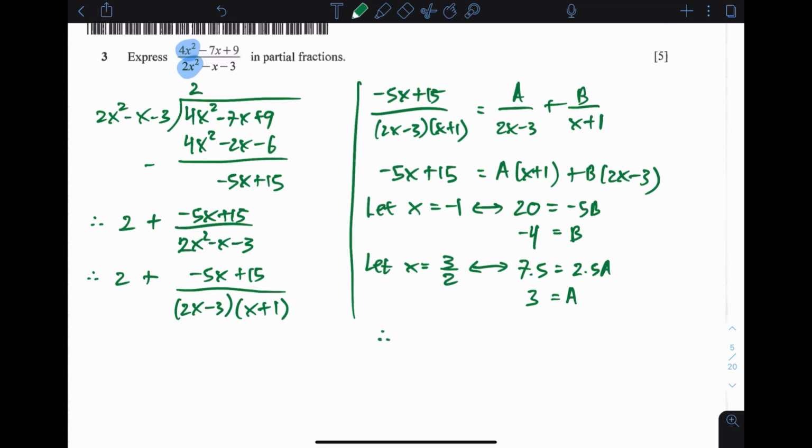Okay, so the final answer is 2, remember the 2 from the earlier part, plus A, which is now 3, over 2x minus 3, and then B, which is negative 4, over x plus 1. Okay.